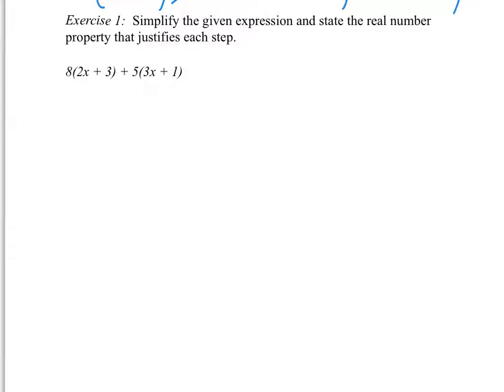Now that we have reviewed our basic definitions and our real number properties, let's use all of these in exercise number 1. Exercise number 1 should be a review of something that you learned how to do back in Algebra Common Core. I know it's been 2 years, so we're going to review it right now and do this example together. Exercise number 1 says simplify the given expression and state the real number property that justifies each step.